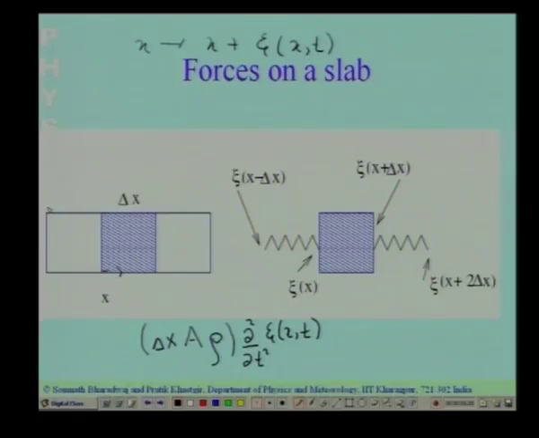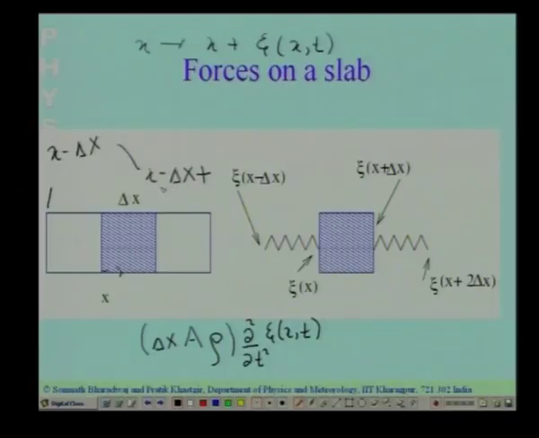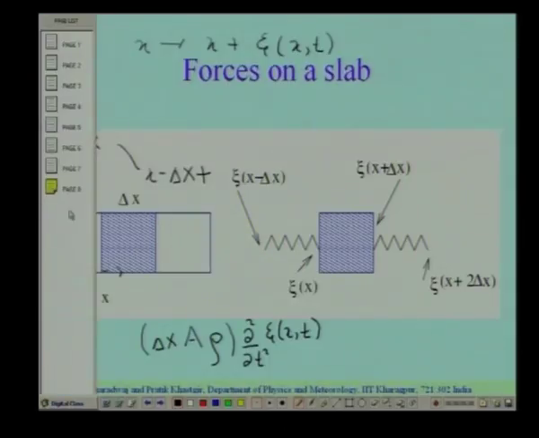So, the point x minus delta x gets shifted to a point x minus delta x plus xi at the point x minus delta x. There is a t also which I have not shown explicitly. So, the deformation of this point: originally, in the undisturbed situation, this point corresponds to x minus delta x. Because of the disturbance, it goes over to x minus delta x plus xi of x minus delta x. That is the deformation of this particular point.